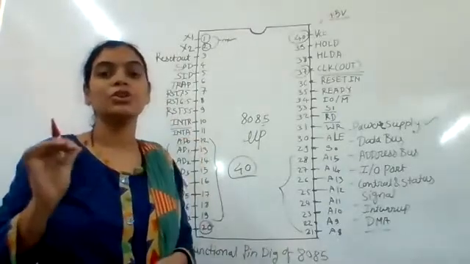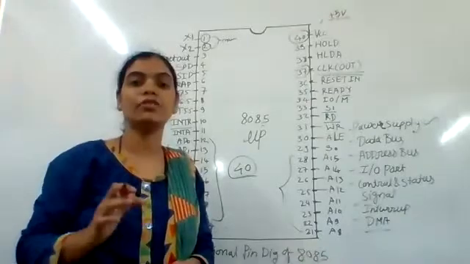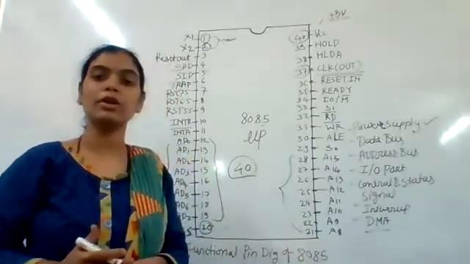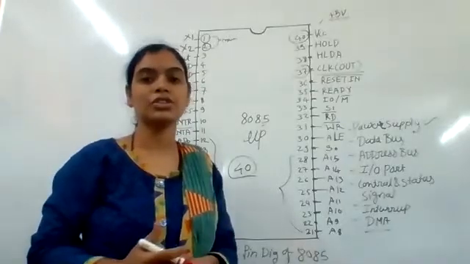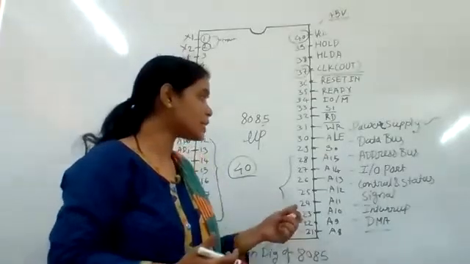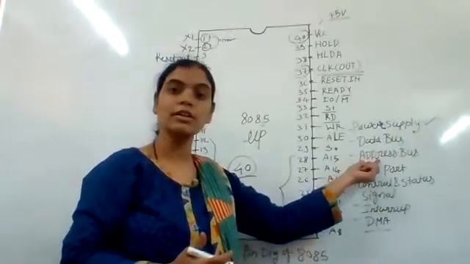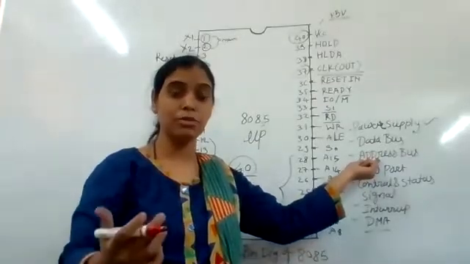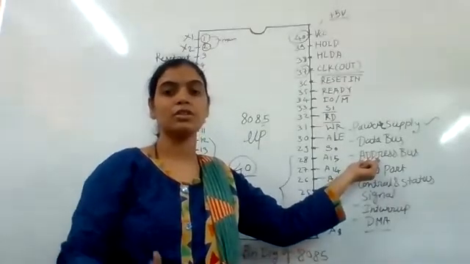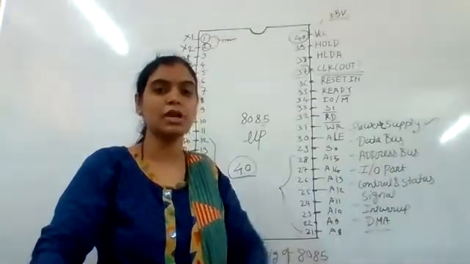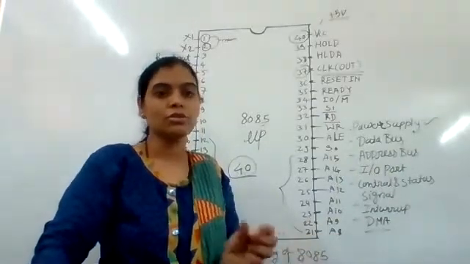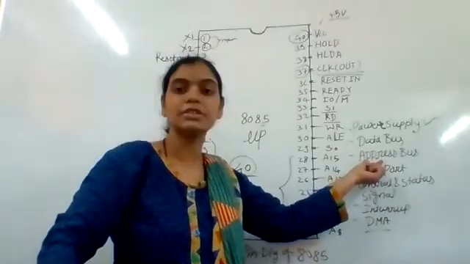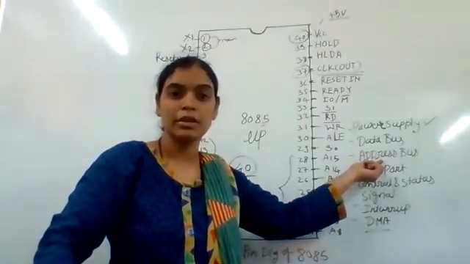These are used to carry the address of data and instruction from the processor to the memory location, and are unidirectional in nature. The address bus is unidirectional in nature. Keep in mind, in this chapter, every question has one point written on the address bus. So the address bus is unidirectional in nature.